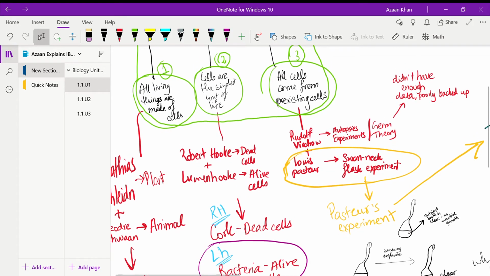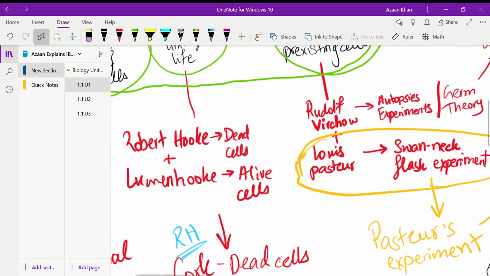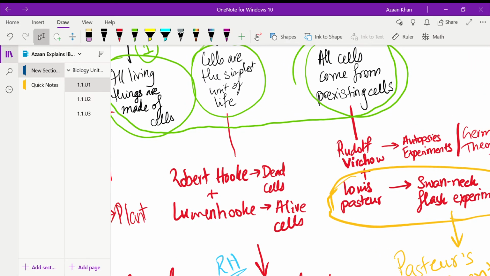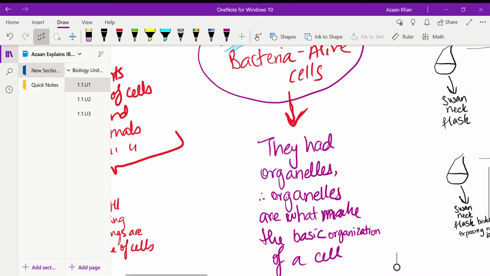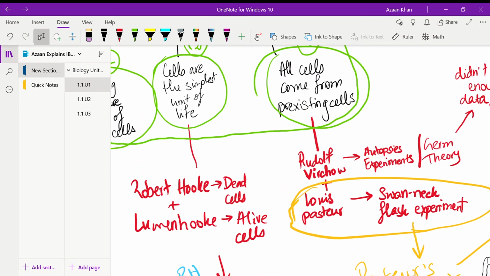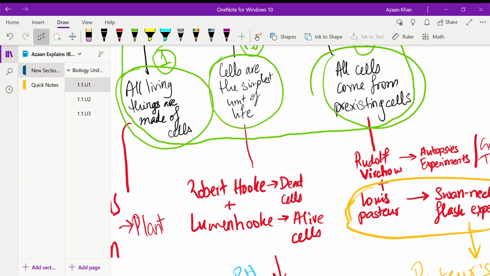So it came to be that if Robert Hooke was looking at dead organisms and Leeuwenhoek was looking at living organisms, it also means that cells would be considered the simplest unit of life, as besides its organelles, which essentially make up the cell, nothing can be smaller than a cell and its organelles that can be considered alive. And so it is the simplest unit of life.